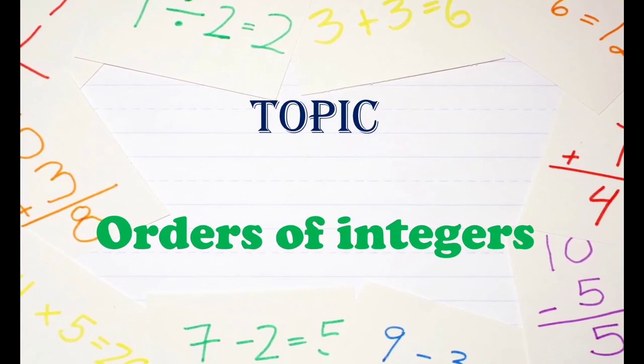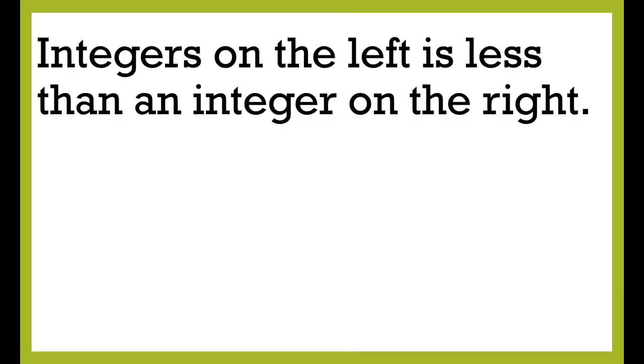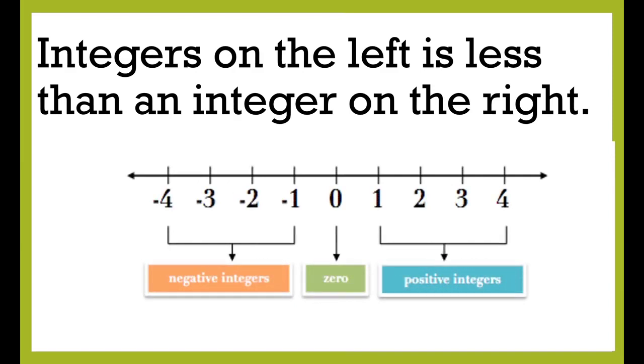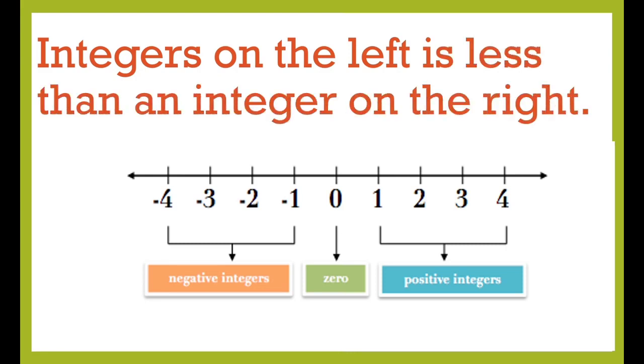So again, our topic for today is about orders of integers. From this number line, we will notice that the integers on the number line increase towards the right. That means integers on the left is less than an integer on the right. As we can see, we have integers negative 1 to negative 4 on the left side and integers positive 1 to positive 4 on the right side.